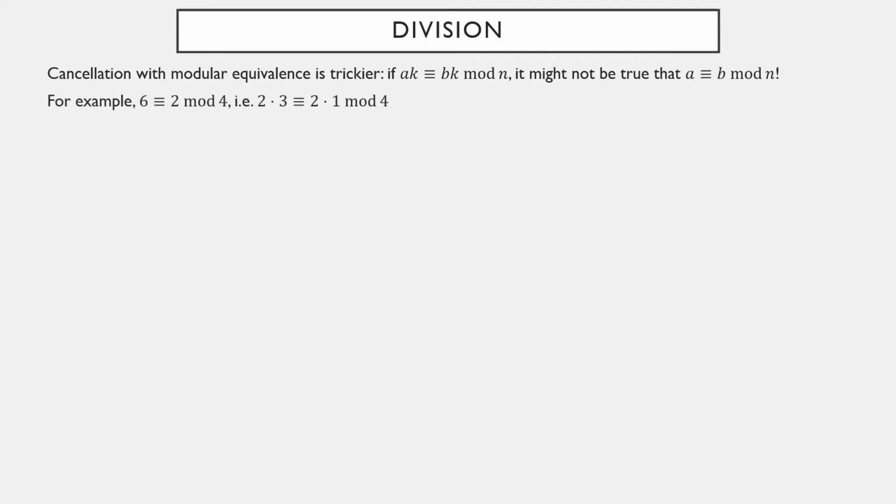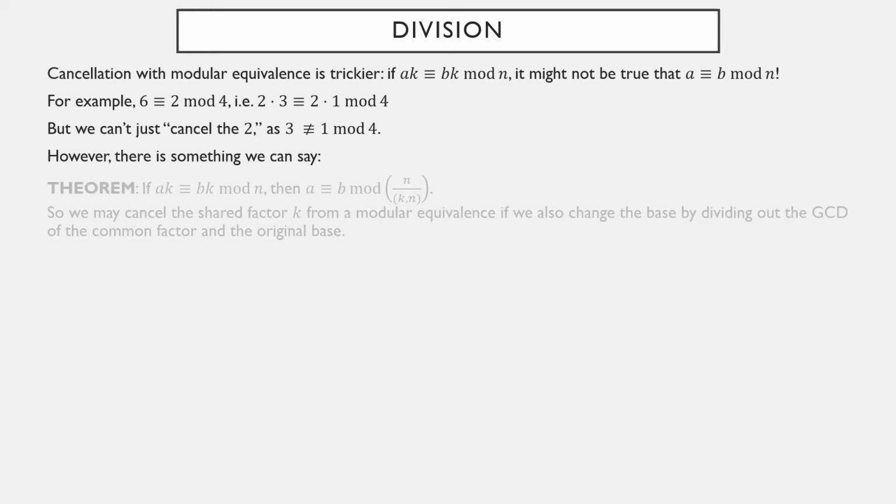For example, 6 is equivalent to 2 mod 4 because 4 is indeed a factor of 6 − 2. So 2 times 3 is equivalent to 2 times 1 mod 4. But you can't just cancel out the 2s because 3 is not equivalent to 1 mod 4. 4 is not a factor of 3 − 1. So cancellation isn't as immediate as you might hope, but there is something we can say about cancellation.